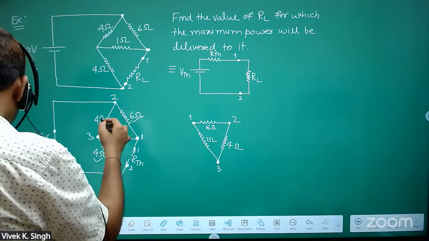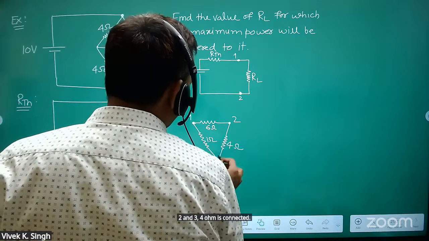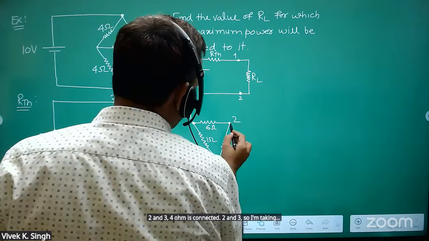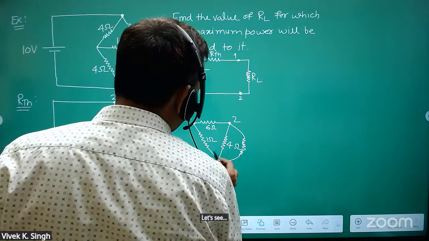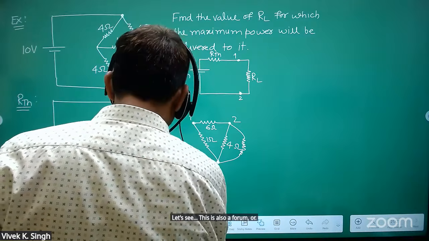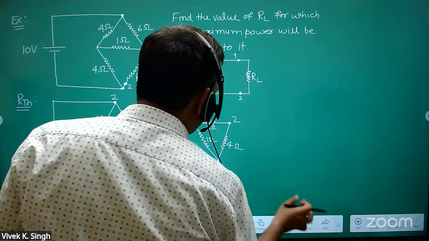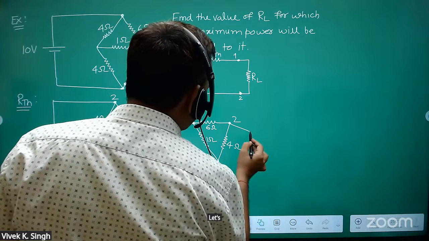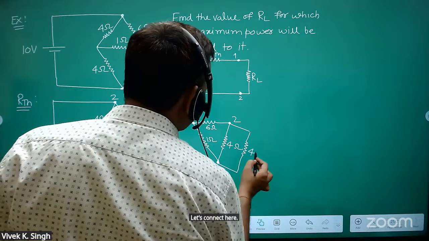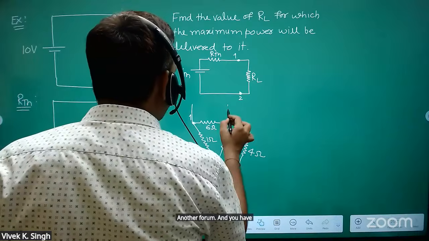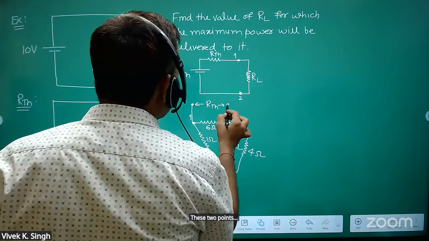And again between 2 and 3, 4 ohm is connected. Let's connect here another 4 ohm, and you have to find the equivalent between these 2 points, RTH.